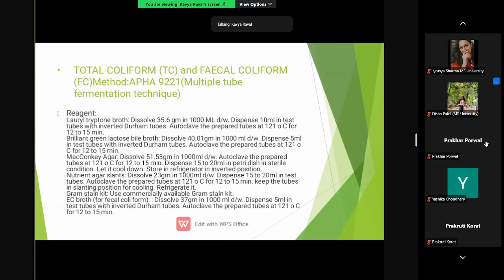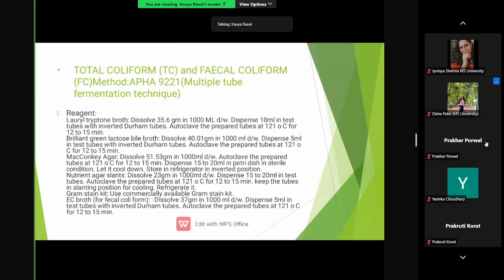There are many parameters like pH, color, COD, BOD that are tested in the laboratory. So the tests for total coliform and fecal coliform: there are two methods to detect total coliform and fecal coliform in a sample. One is the APHA method and another one is the IS method.